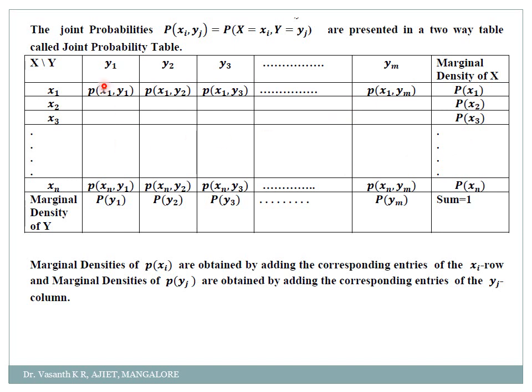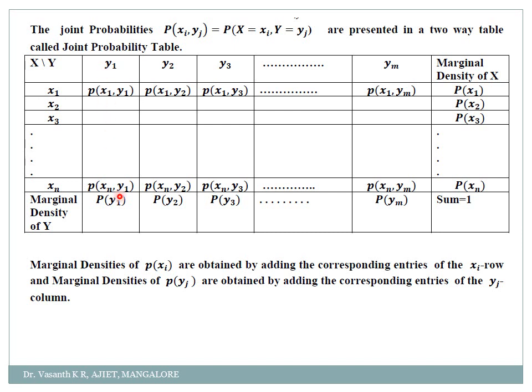So the first thing is we have to write this table and find the notations and locations. This is your probability of x1 y1. This is your probability of x2 y2. This is x1 y2. This is your probability of x1 y3, and so on. If you add all this row wise, your first row will give me the probability of x1, your second row will give me the probability of x2, your third row will give me the probability of x3, and so on. If you add all these probabilities of x1, x2, x3, the sum should be 1.